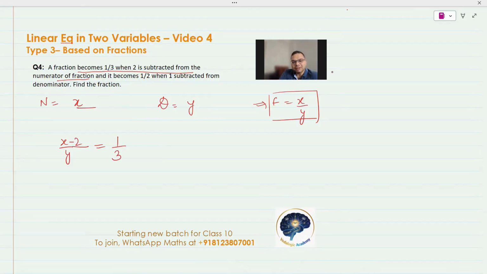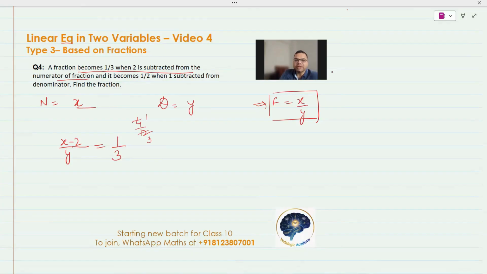But it can be that also, but there is a possibility that when I subtract 2 from x, it is becoming a multiple of 1 upon 3. So it is showing 1 upon 3, but it can be like 4 upon 12. It's also 1 upon 3, right? 4 upon 12, 4 times 3 is 12. So it can become 4 upon 12 as well, which is 1 upon 3 again.